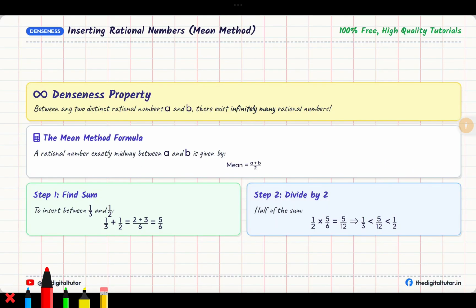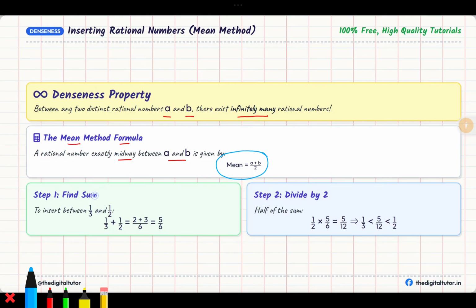Next we'll look at the denseness property. Between any two distinct rational numbers a and b, there exist infinitely many rational numbers. We can find them by the mean formula. A rational number exactly midway between a and b is given by the mean, a plus b by 2. Here we have an example.